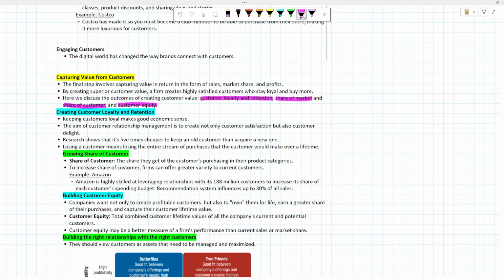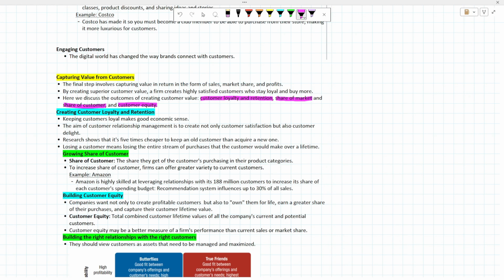The growing share of customers. Share of customer is the share a company gets of the customer's purchasing in its product categories. To increase share of customer, the firm can offer greater variety to current customers. A great example of this is Amazon. Amazon is highly skilled at leveraging relationships with its 188 million customers to increase its share of each customer's spending budget, such as the recommendation system, which influences up to 30% of all sales. This is a good example of how they get their customers looking at and purchasing other product categories.